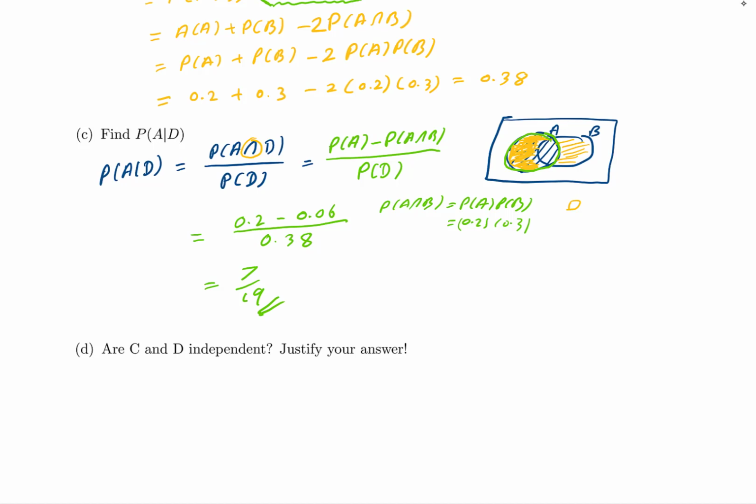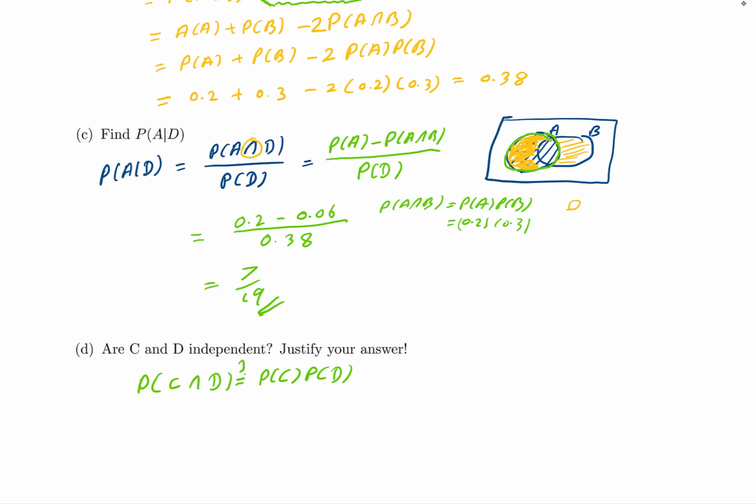Are C and D independent? Justify your answer. Okay, C and D independent. There are several ways you can do it. But here, if C and D are independent, we can use this. Yes. Then we can use this: probability of C and D equals probability of C times probability of D. We need to check this one.